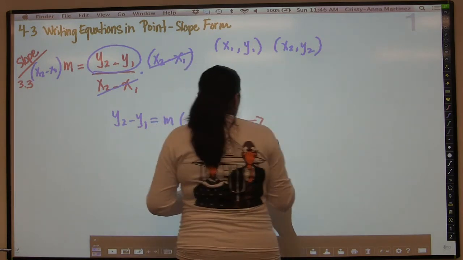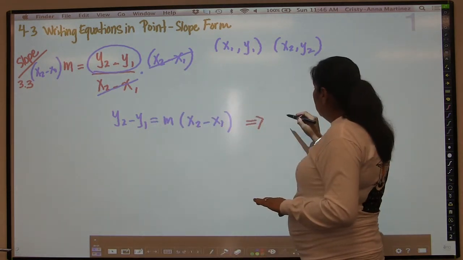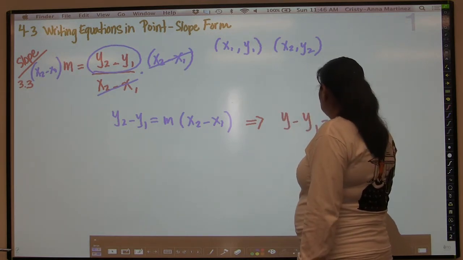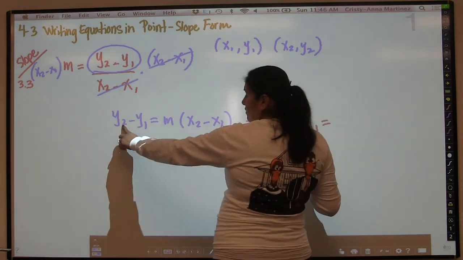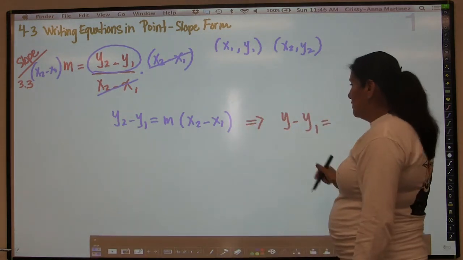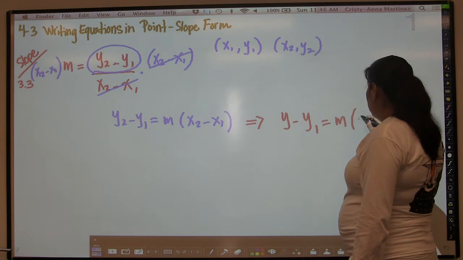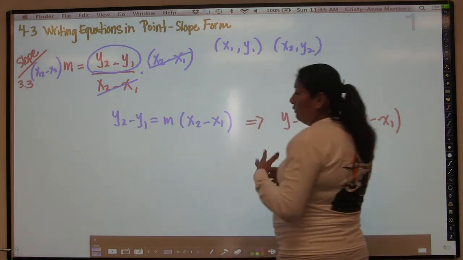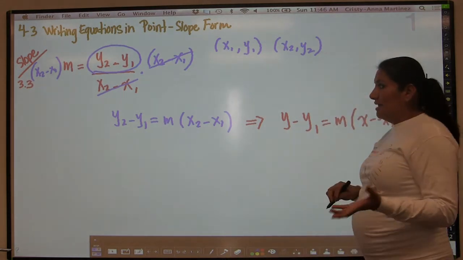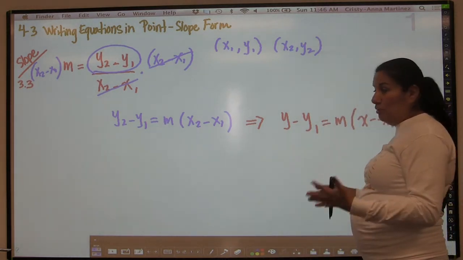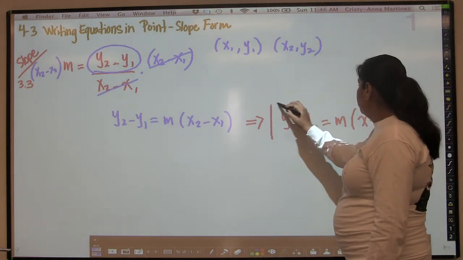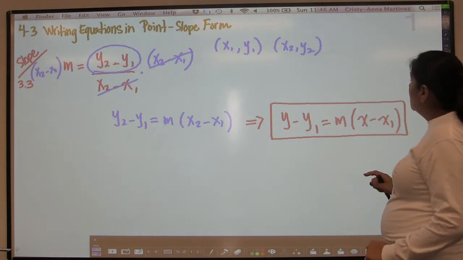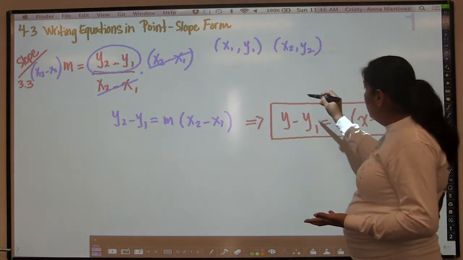In a nutshell, our point-slope formula is not y2 minus y1, but y minus y1. So the only difference is that we're taking the little subscript 2 out of the equation, so y minus y1 equals m times (x minus x1). Both the x2 and the y2 get removed, and that's because at the end of the day you want to have your x and y variables still present. So this is actually the point-slope formula.